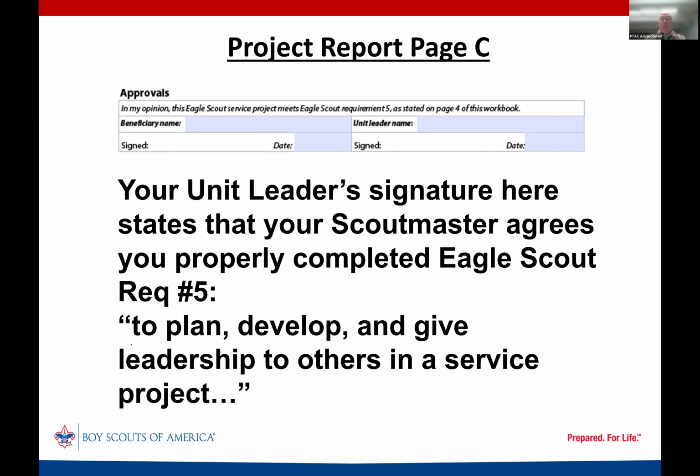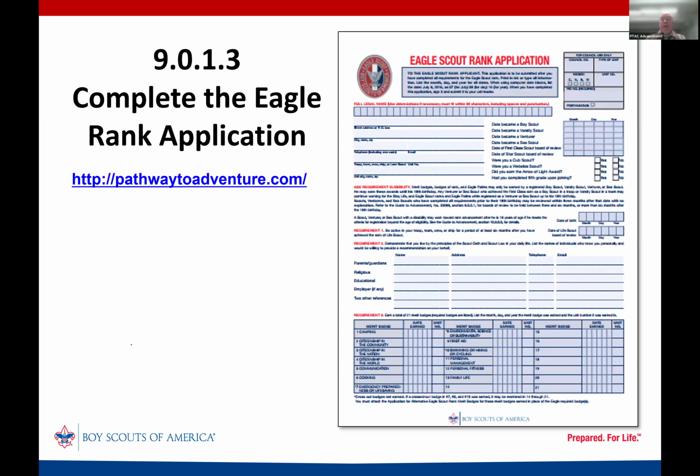And so this is where they have the ability to say, yes, I agree that the scout went through and completed this requirement. Okay. All right. And so once we've done that, that's kind of the end of the workbook.